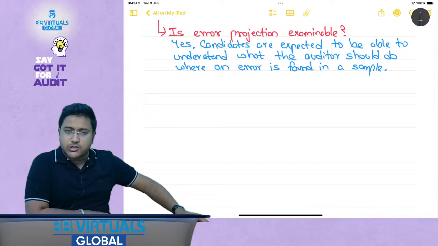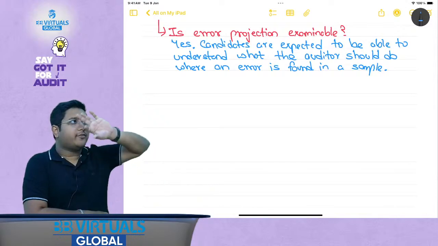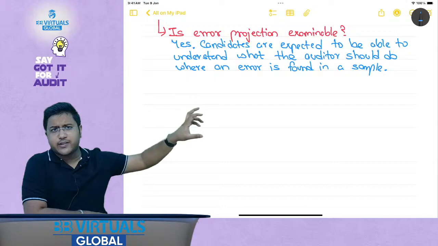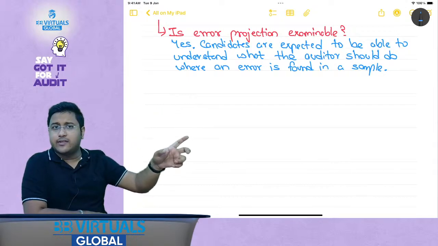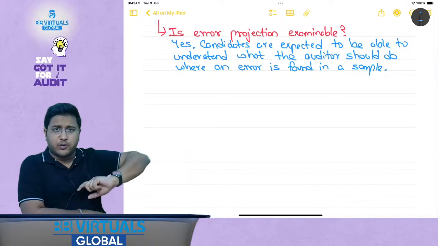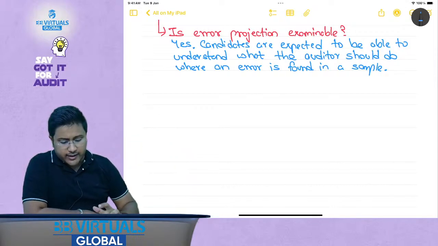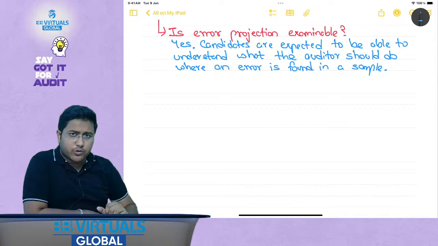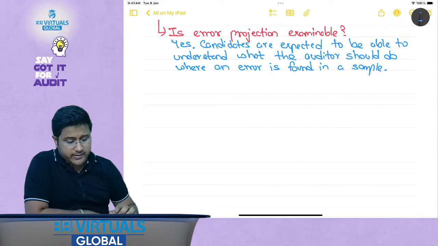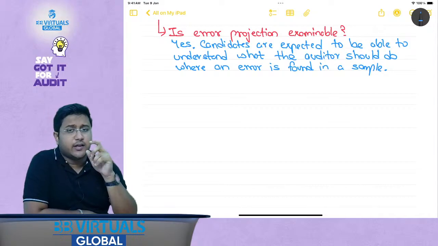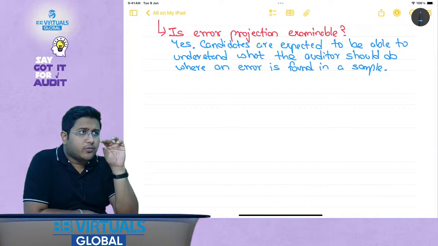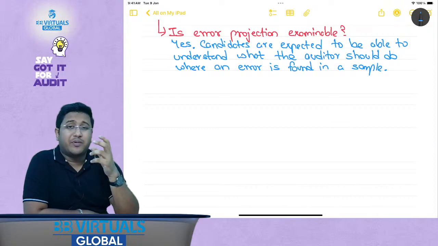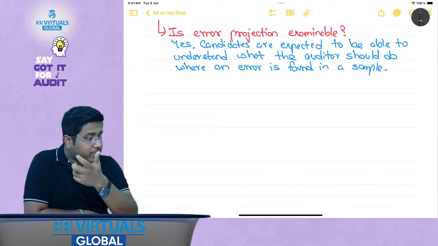Now, is error projection examinable? Say you have verified a sample of the population, and you said that this sample contains an error. So what could be the error in the overall population? That is not examinable generally. But what is more important here is that real data might not be examinable, the concept might be examinable, and that is why we have written yes. It might not happen that you will be given real data where one error is there and you will have to project it, but it might be asked as an example, or as a knowledge point.